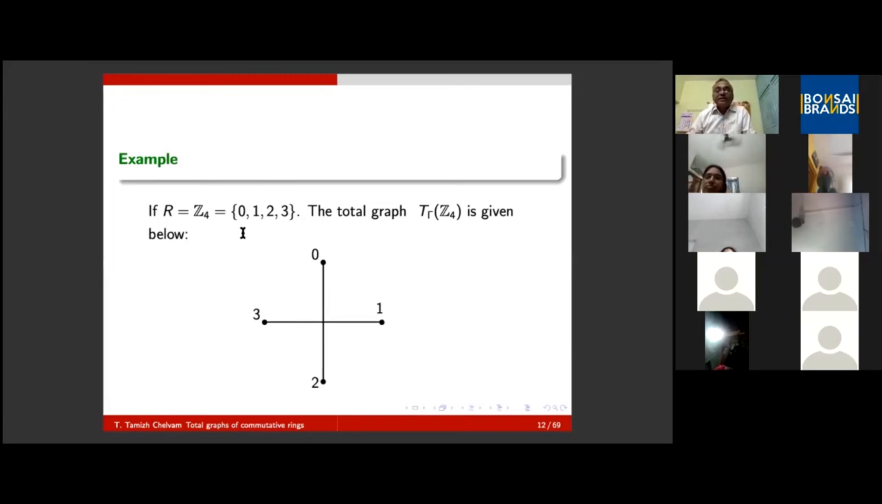So it indicates that the total graph may or may not be connected, in contrast to the property that the zero divisor graph is always connected with diameter less than or equal to 3. In the case of the total graph, maybe it is connected.